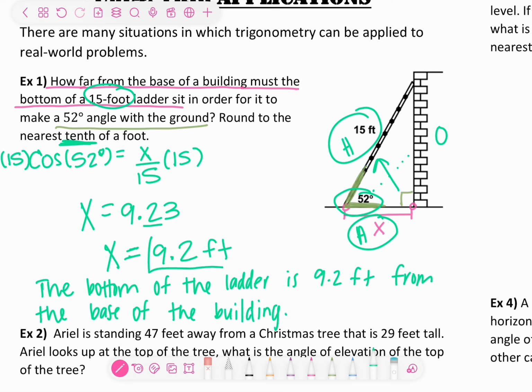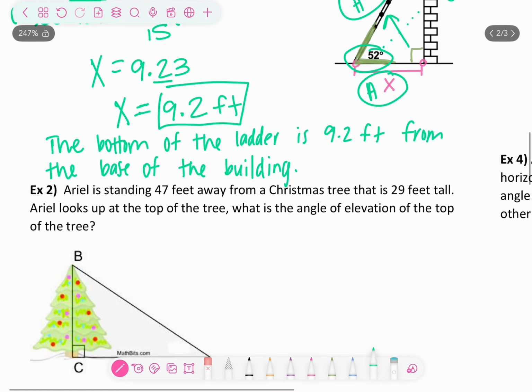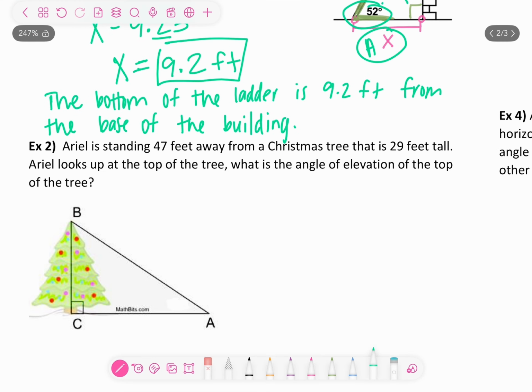Okay, so the answer is 9.2 feet, but sometimes you will have to write out the scenario or the context, and so that's what I did there as well. All right, example 2. Ariel is standing 47 feet away from a Christmas tree that is 29 feet tall. Ariel looks up at the top of the tree. What is the angle of elevation of the top of the tree?